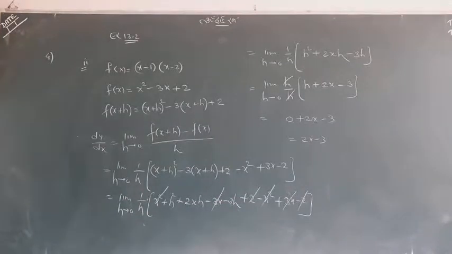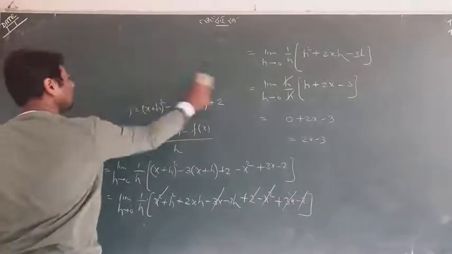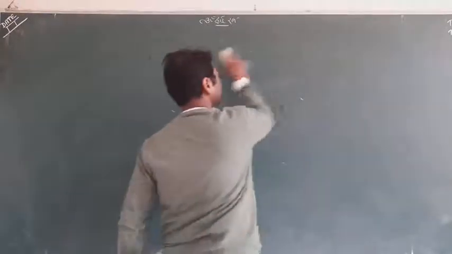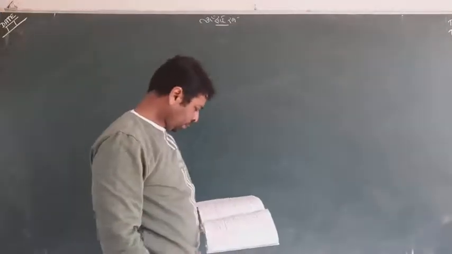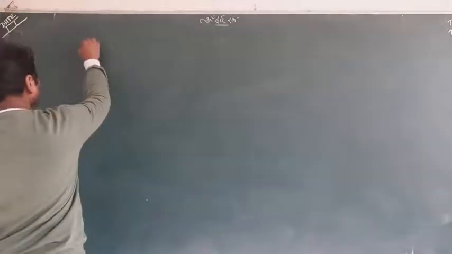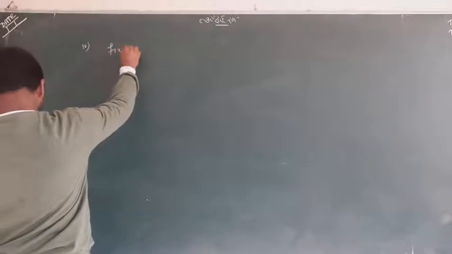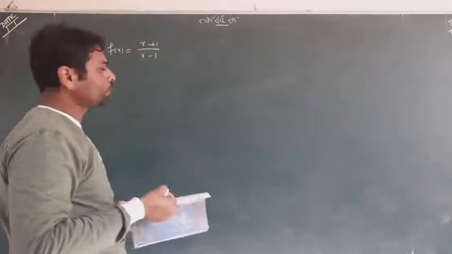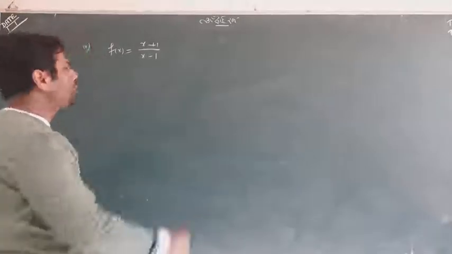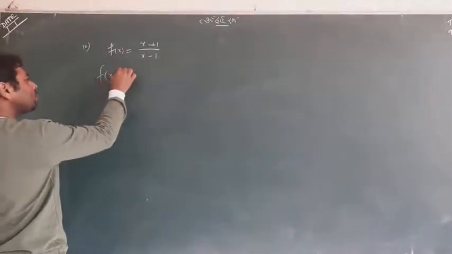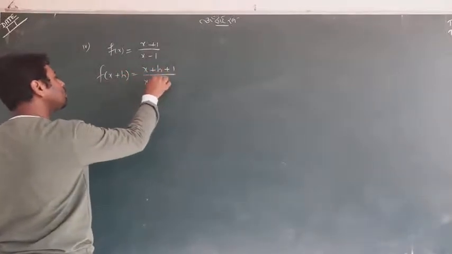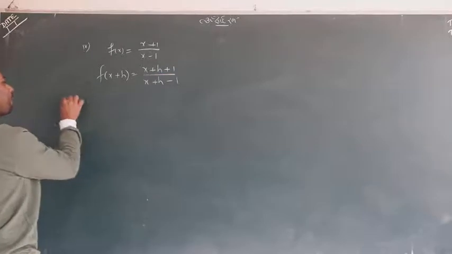Now I'll go with some more questions. Like the fourth one, if I'm taking, it is x plus 1 upon x minus 1. This is a question. Now you know the first principle. For that you need f of x plus h: x plus h plus 1 over x plus h minus 1.